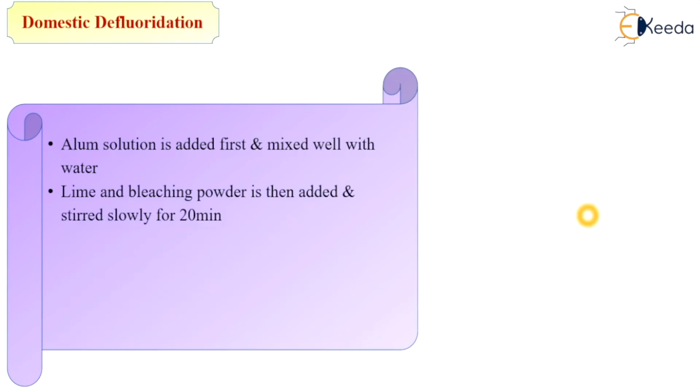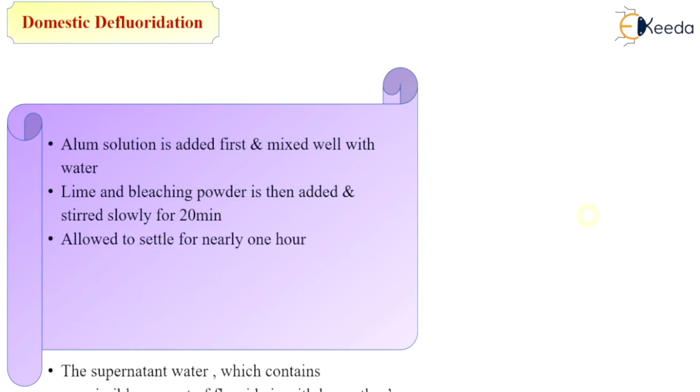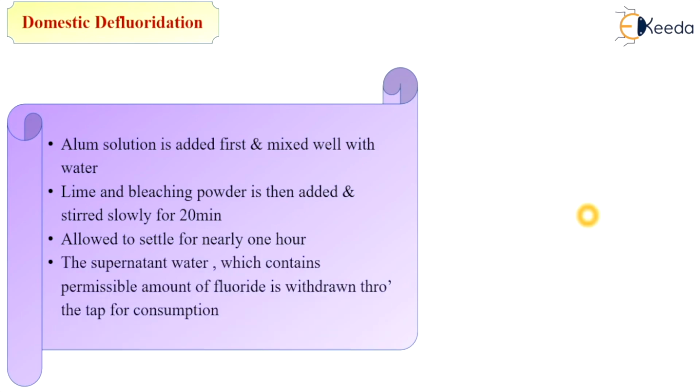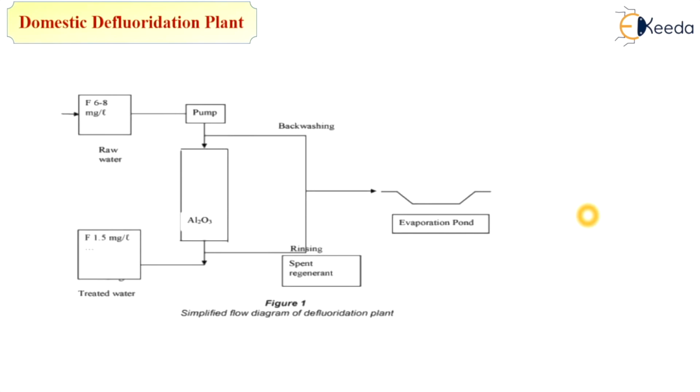Lime and bleaching powder are then added and stirred slowly for 20 minutes. Then the whole water is allowed to settle for nearly 1 hour. Then the supernatant water, which contains a permissible amount of fluoride, is withdrawn through the tap for consumption. So this is the flow diagram of the domestic defluoridation plant. This is the overall process or techniques which we use for the defluoridation of water. Thank you.